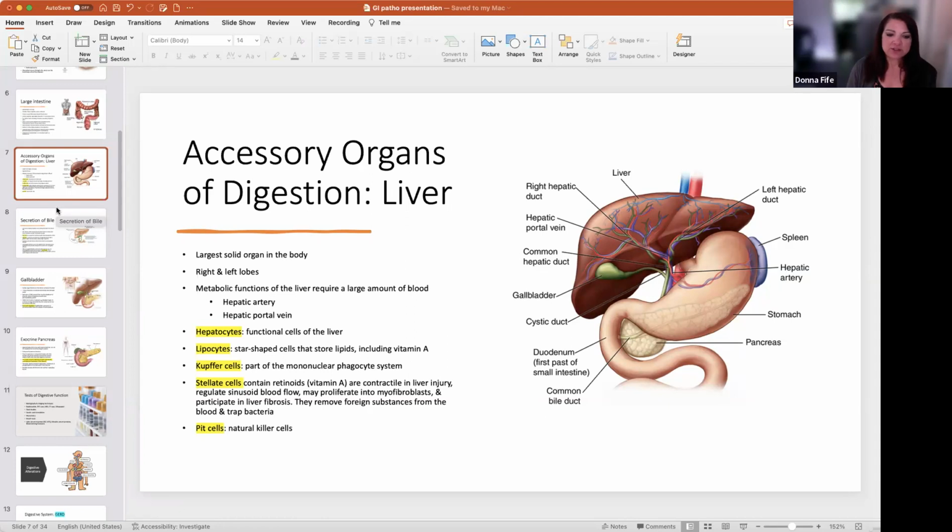Stellate cells contain retinoids or vitamin A, and these are contractile in liver injury. They regulate sinusoid blood flow. They may proliferate into myofibroblasts and participate in liver fibrosis. Kupffer cells remove foreign substances from the blood and trap bacteria. Then we have pit cells, which are natural killer cells.